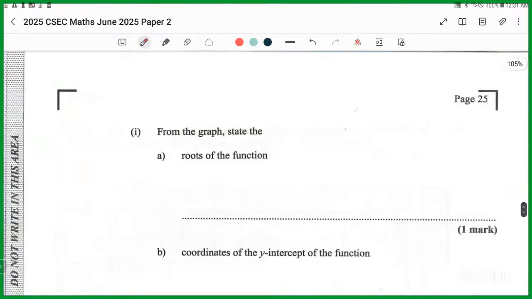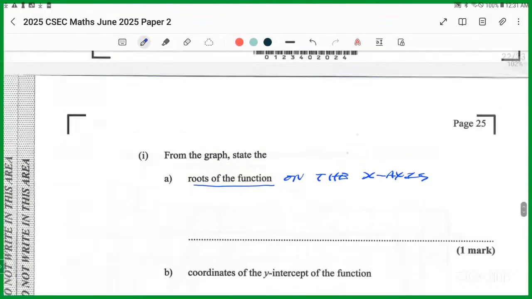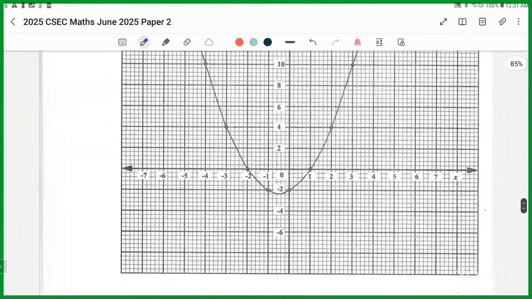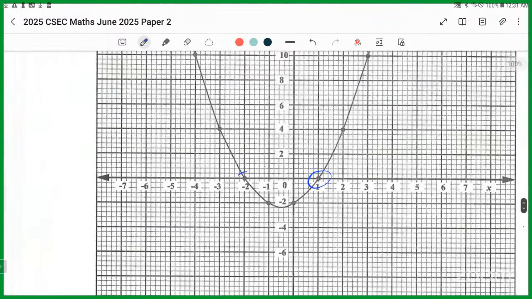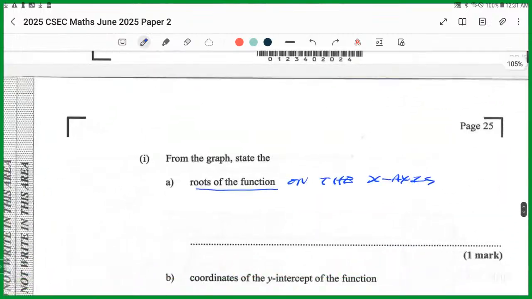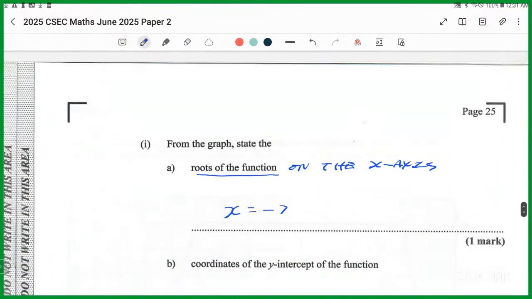Give the graph to read from it. It says, from the graph, state these things. The roots of the function. The roots are the points where the graph intersects the x-axis. Roots are points on the x-axis, x values on the x-axis, which are 1 and -2. Those are the roots. So it's x equals -2 and x equals 1.